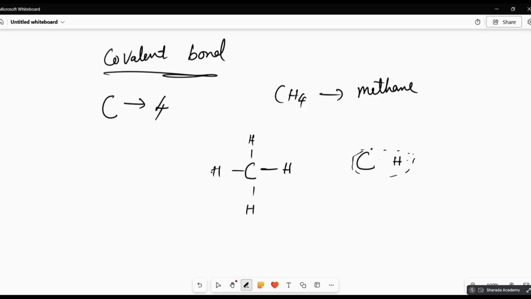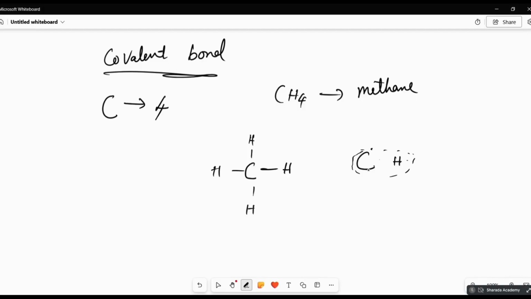Okay. Covalent bond means sharing of the electrons. That means the electrons will be revolving around the nucleus. That electron of the carbon will be rotating with the hydrogen and also with the carbon. Like that. They are not fused together. Only the electrons will be revolving around both together. It happens like that.